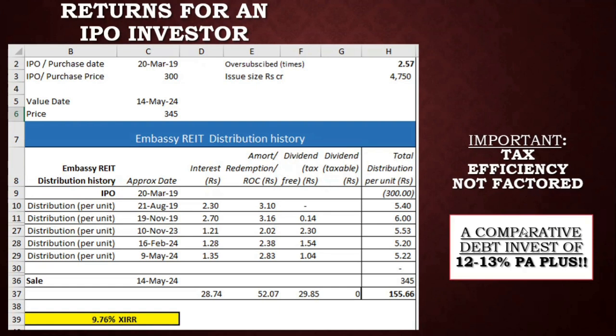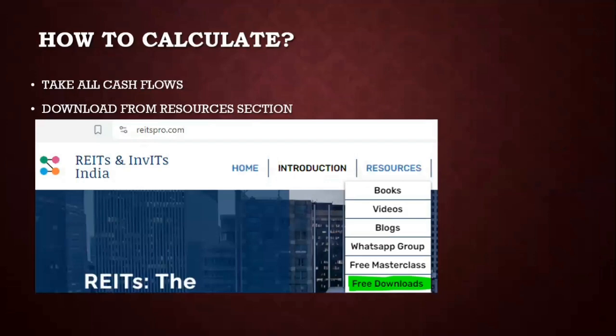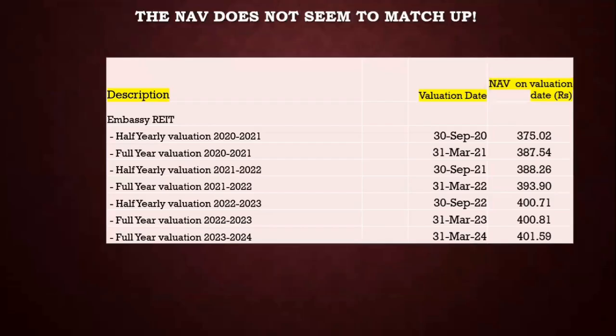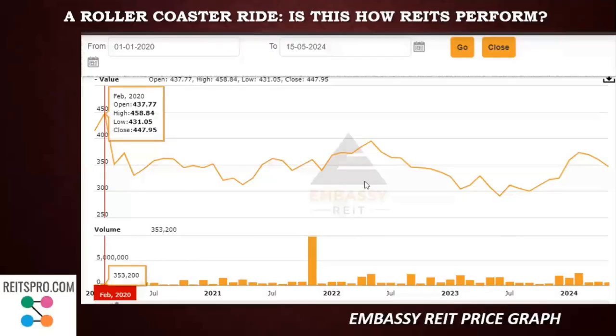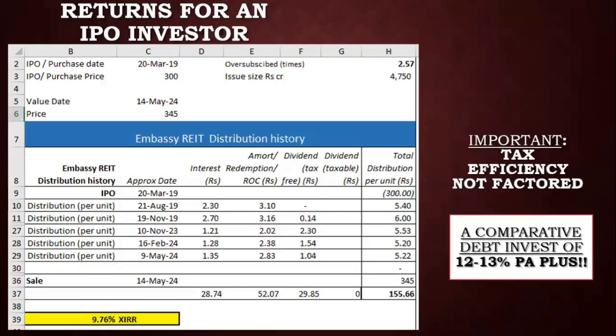Therefore, a comparative debt investment would actually need to generate a 12 to 13% per annum plus return to give you post-tax returns which are equivalent to Embassy. If you ask me, I think it's a very good return that Embassy has given for an IPO investor. However, if you are not an IPO investor, then obviously you have been subject to these fluctuations over time, and your returns depend totally on this graph and when you entered and when you exit.